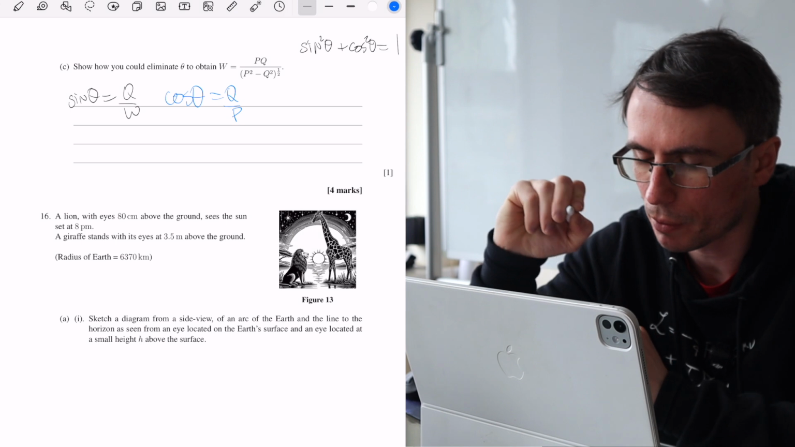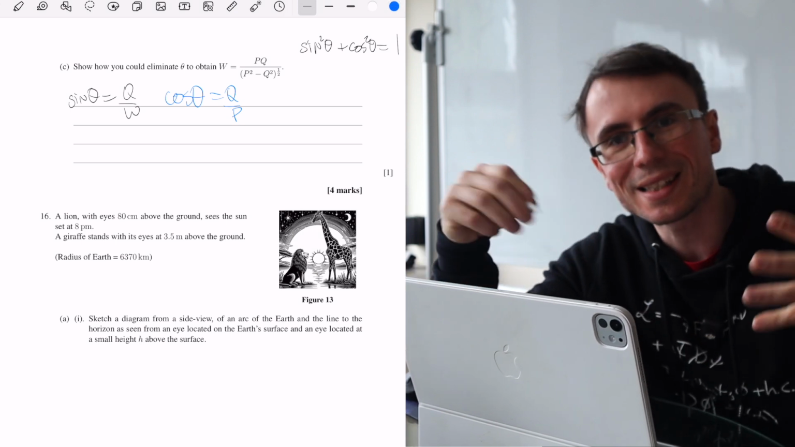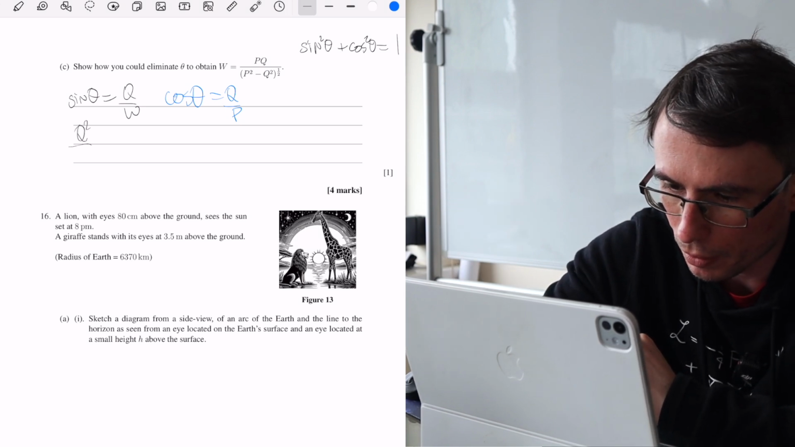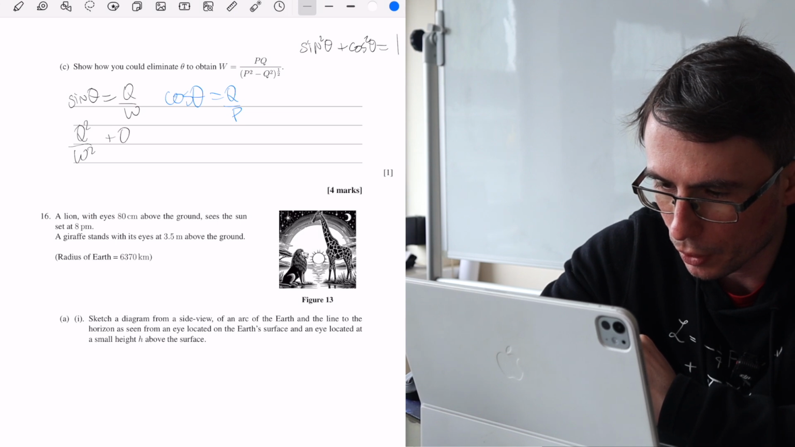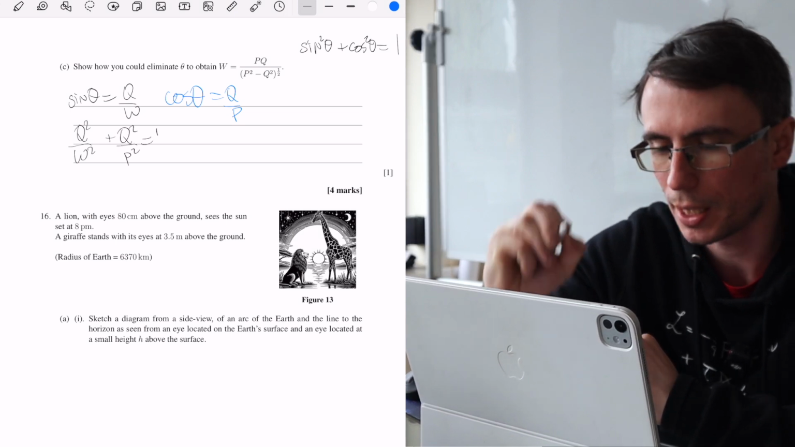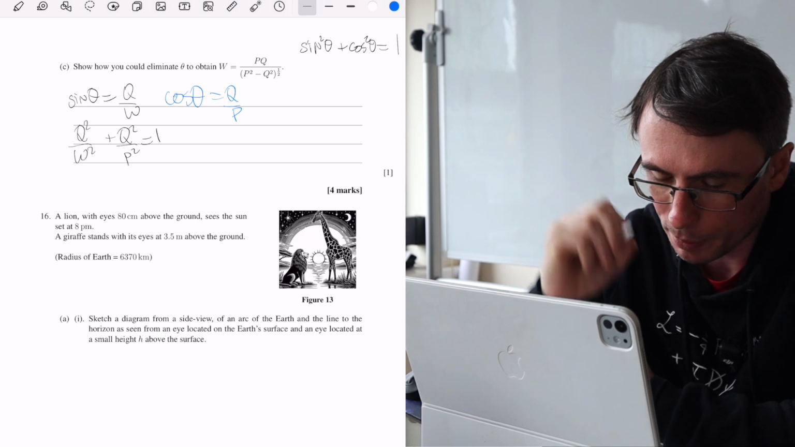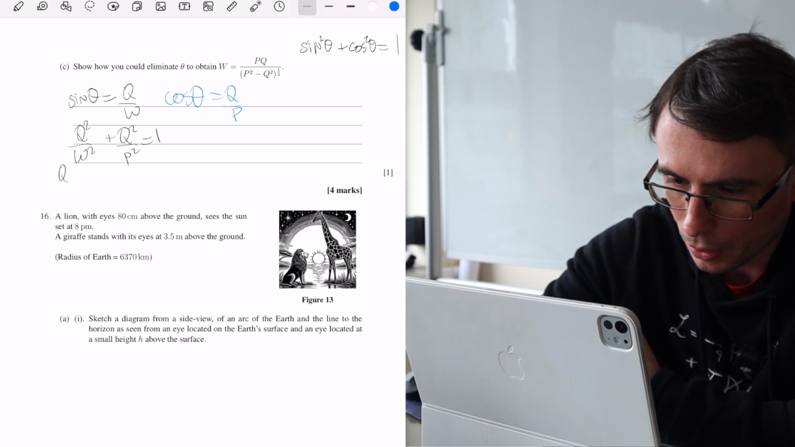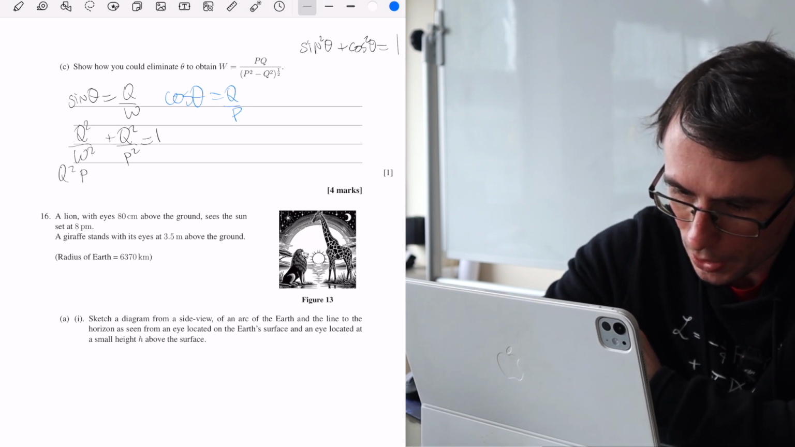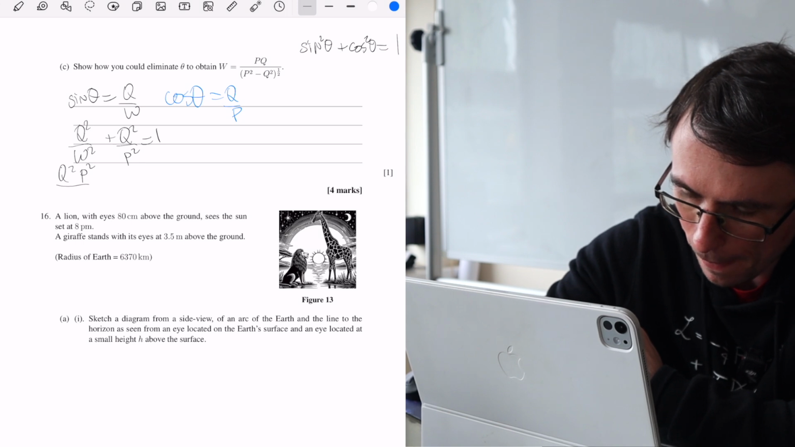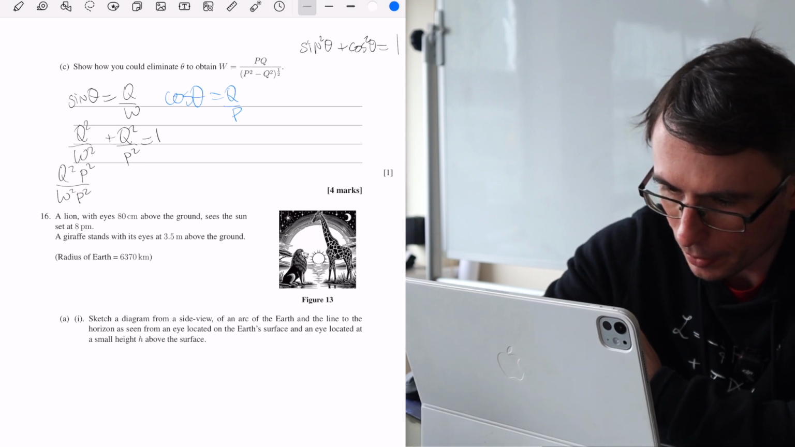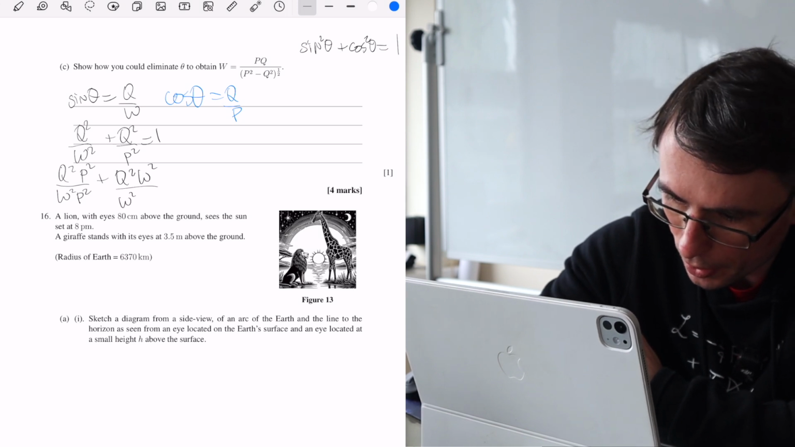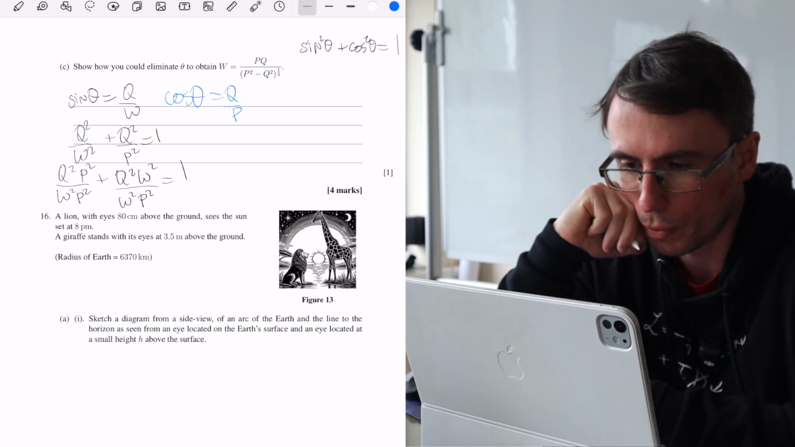Okay, so sine squared plus cos squared is equal to 1. This is going to eliminate the angle. So we can go Q squared over W squared plus Q squared over P squared is just equal to 1. Let's put these underneath a common denominator. So what are we going to get? We're going to get Q squared P squared over W squared P squared plus Q squared W squared over W squared P squared is equal to 1.